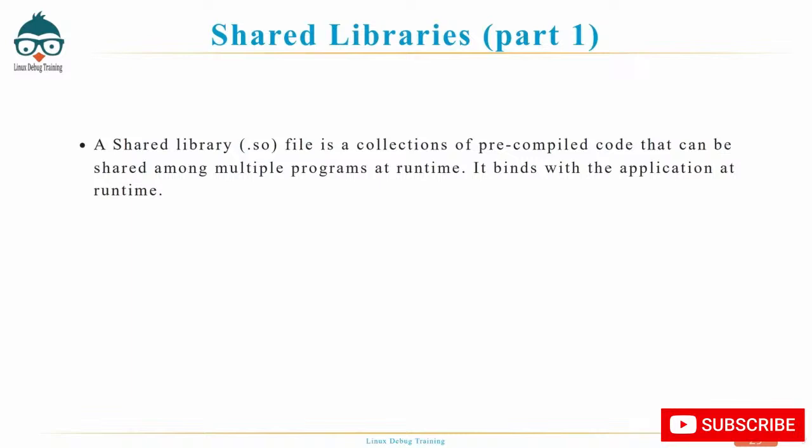Shared libraries, which normally have the extension .so, are collections of precompiled code that can be shared amongst multiple programs. They bind dynamically with the application at runtime. Shared libraries allow different programs to use the same code without having to include that code in each separate executable. This can save disk space and memory, since multiple programs can use the same library without having to load multiple copies of the code into memory.